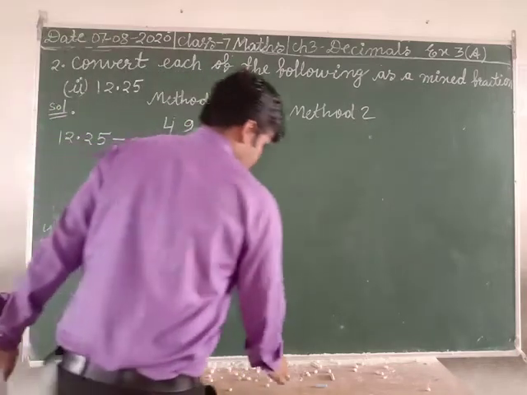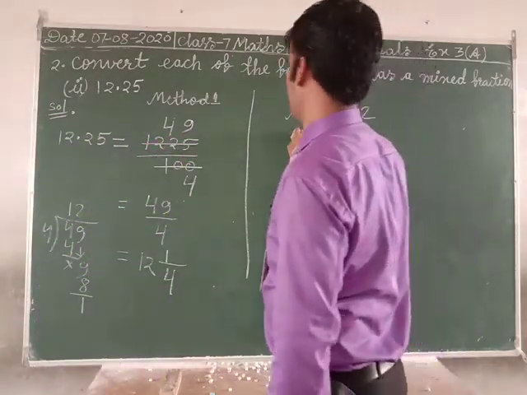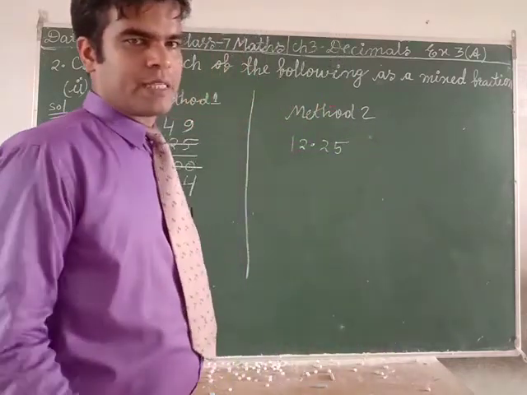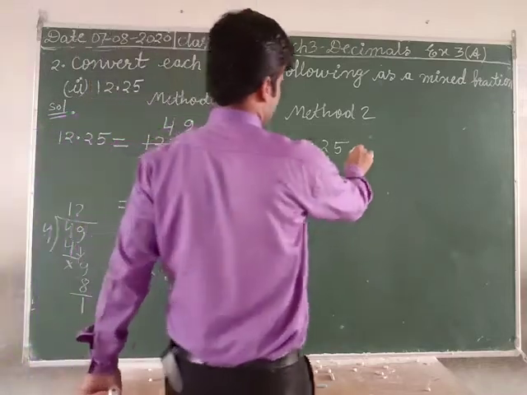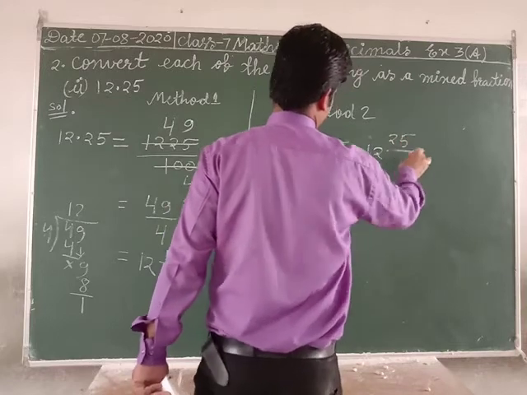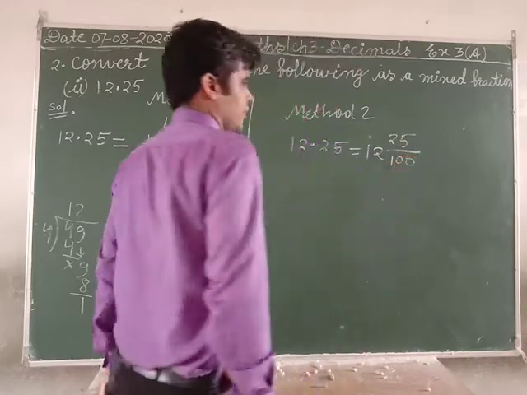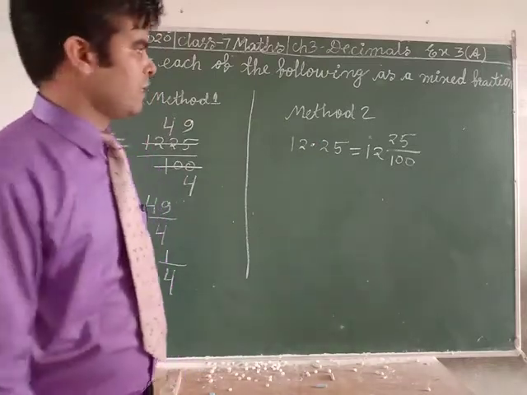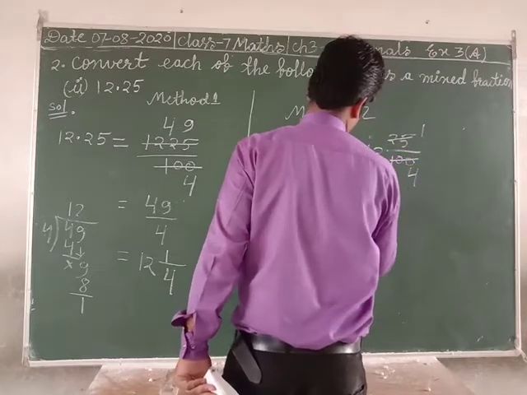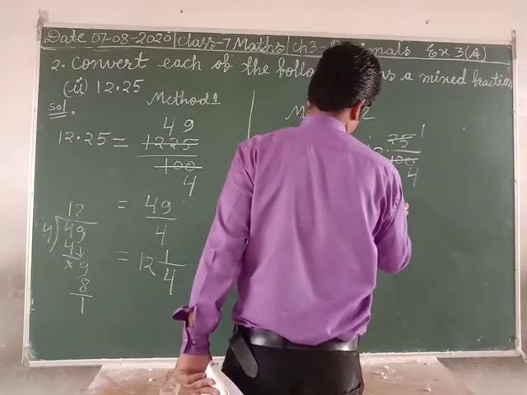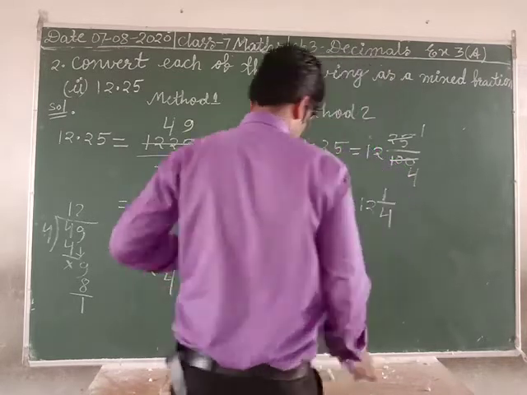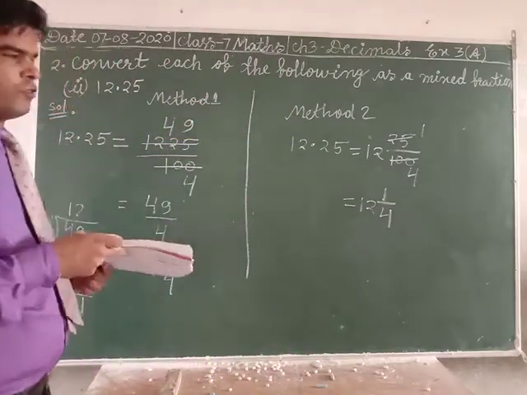Okay students. Now in the second method, what do we do? 12.25. What I said, we write the whole number part as an integer. So here we write 12 as an integer and 25, the decimal part, as a fraction. So 25 upon 100. Okay students, is it clear? Now 25 1s are 25, 25 4s are 100. So this also becomes 12 integer 1 upon 4.